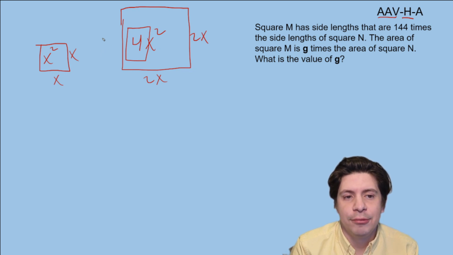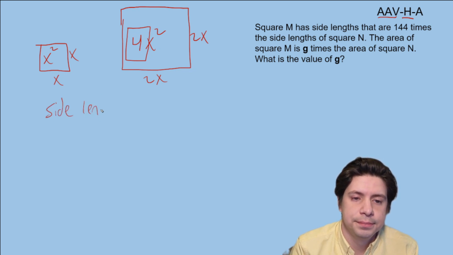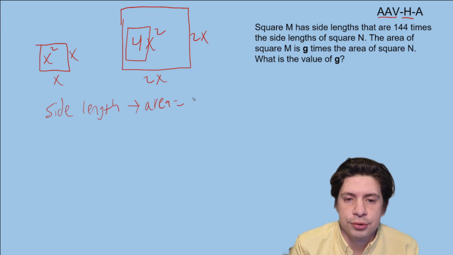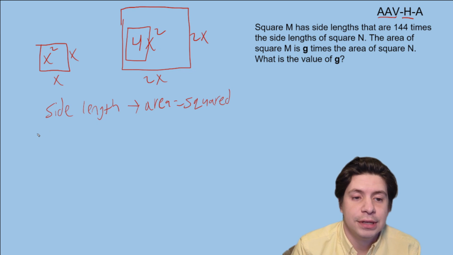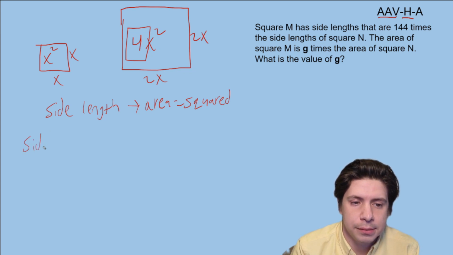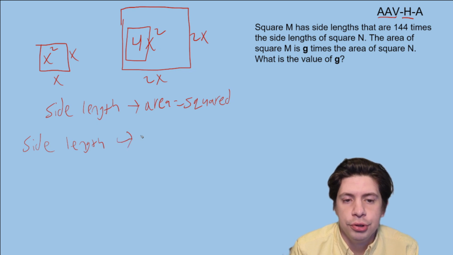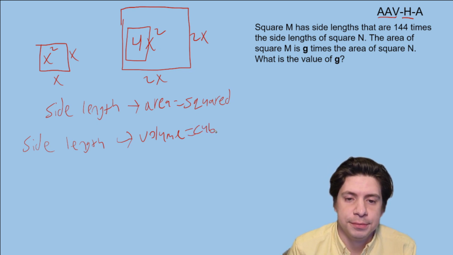So what's happening when you go from side length to area is you square the proportion, right? So side length to area equals squared. Now if you did side length to volume, you would do cubed, because there's 3 dimensions and each one would be affected by the proportion. So it would be cubed.